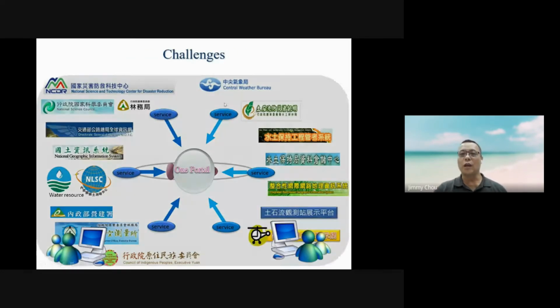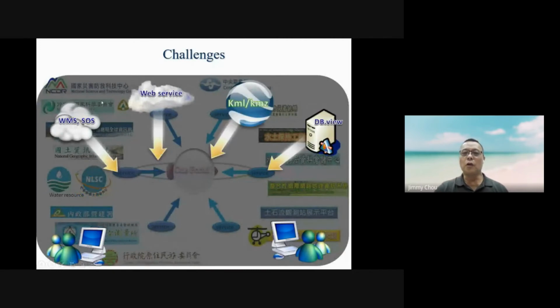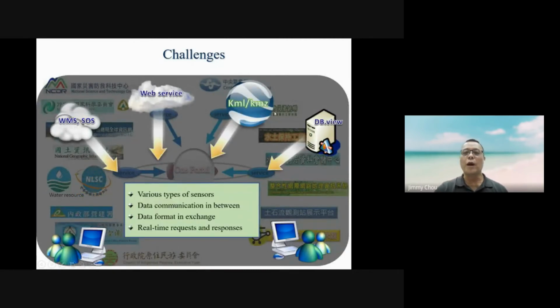So in Taiwan, the challenge is: can we cope with so many different agencies, so many different graphs, so many different data sets, and can we use only one set of standards? Even though there are a lot of various types of sensors and a lot of data communication, we have to communicate between the camera, the water level, and the geophone. Every sensor and every data has to talk in the same language. So the data format and the real-time requests and responses are really, really important.